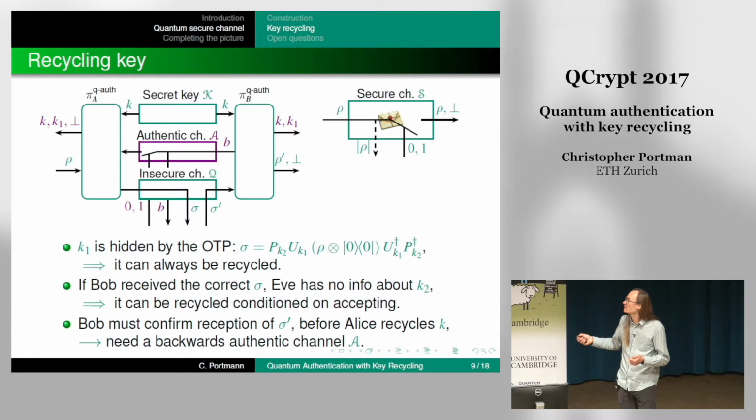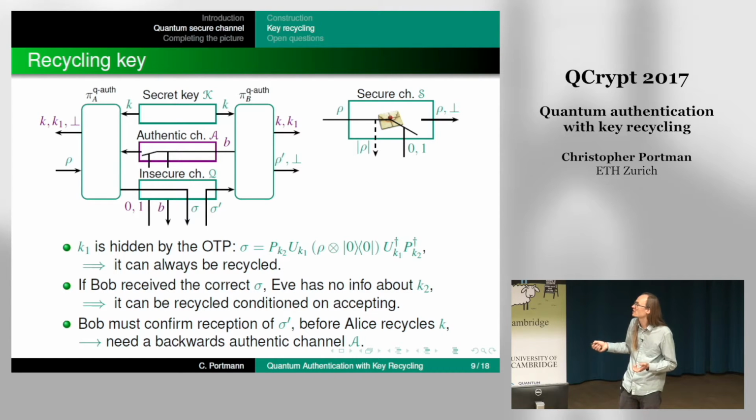And he says whether he accepted or rejected it, so Alice also knows how much key to recycle. When she gets the bit from Bob, she's going to either recycle all of the key or just part of the key, or she might not get any message, and then she doesn't recycle anything. She might get an error from the authentic channel, in which case she can't recycle.